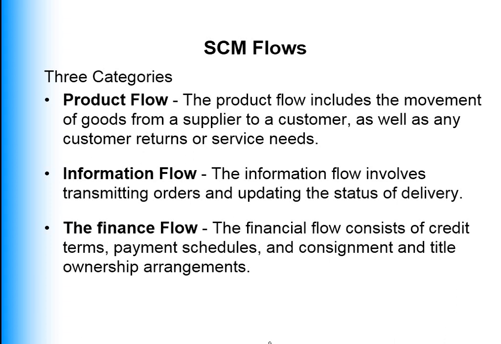Then the third one will be the finance flow. The financial flow consists of credit terms, payment schedule, and consignment and title ownership arrangements. So this one is where you can check the financial flow of those clients of yours. So you have your systems where you can check their capabilities to pay, their terms of payment, order payment schedule. So when will be the payment? Like some companies do pay at the end of the month, some companies pay 30 days, some companies pay 45 days or 60 days. So this financial flow will help you determine those things.